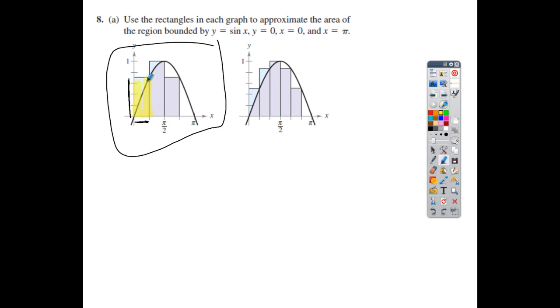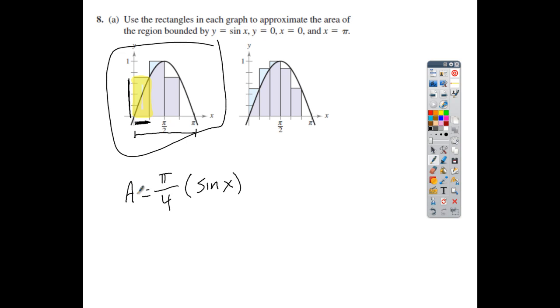To find the base, I've got 4 equal intervals under pi. So if I take pi and divide that by 4, each of these changes in x is going to be my base. Then I have to multiply it by the height. The height is dictated by the function, which is sine of x. Each of these rectangles will have this as the area formula. So the area formula for one rectangle will be pi over 4 times sine of x.